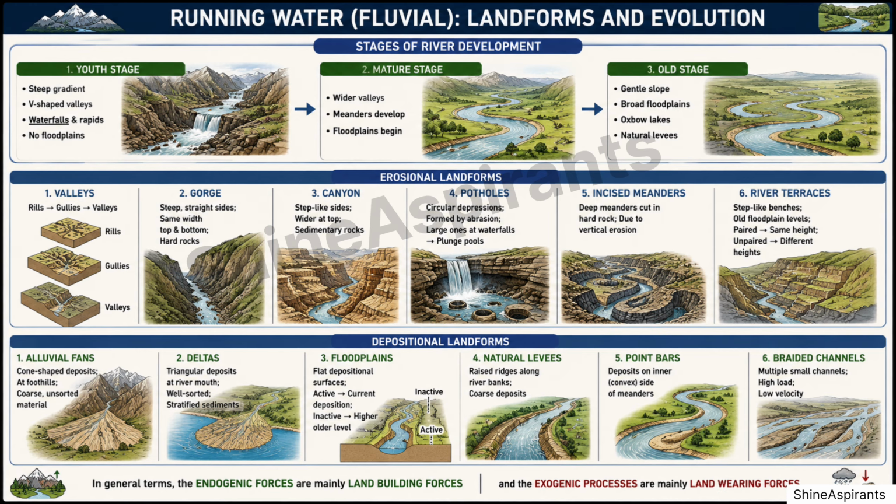Natural levees: raised ridges along river banks, coarse deposits. Point bars: deposits on the inner, convex, side of meanders. Braided channels: multiple small channels, high load, low velocity.